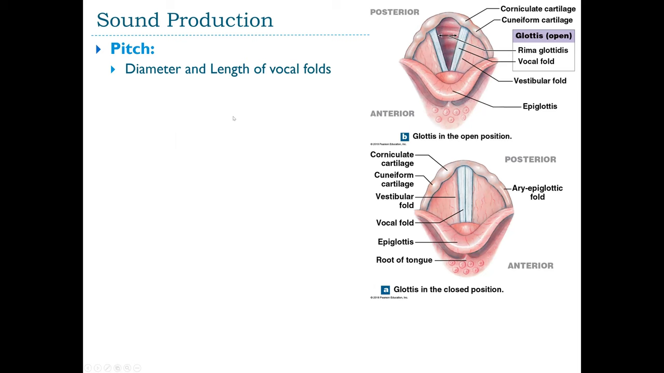So with sound production, we'll look at different aspects of sound production, starting with pitch. Pitch is whether you have a really high voice or a really low voice. And pitch is determined by the diameter and length of your vocal folds. And this is determined by your age or your sex. In short, the larger the vocal folds, the lower your pitch, and the smaller your vocal folds, the higher your pitch. So children have smaller vocal folds than adults, and this is why children have higher pitched voices than adults. And men typically have larger larynxes than women, therefore they have larger vocal folds, and this is why men tend to have deeper voices than women.